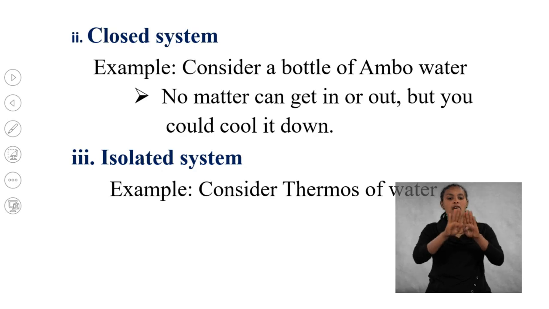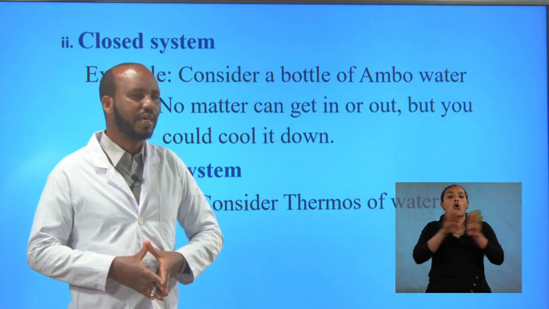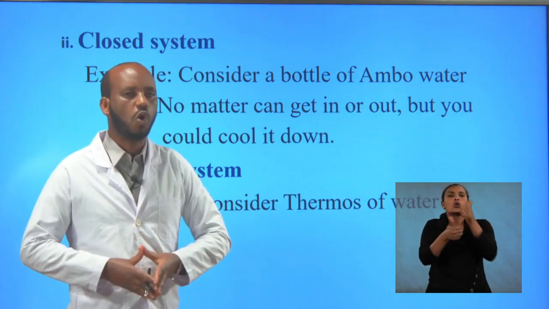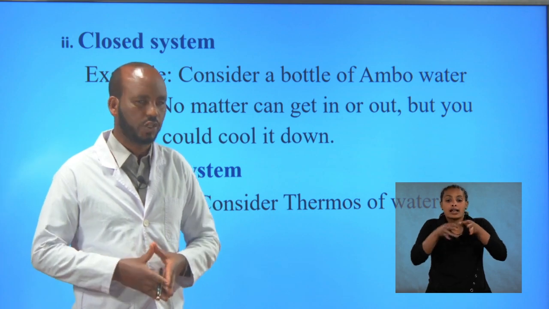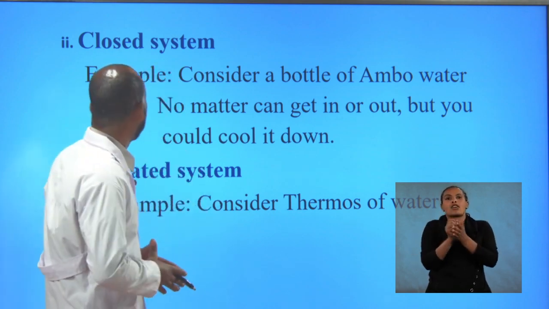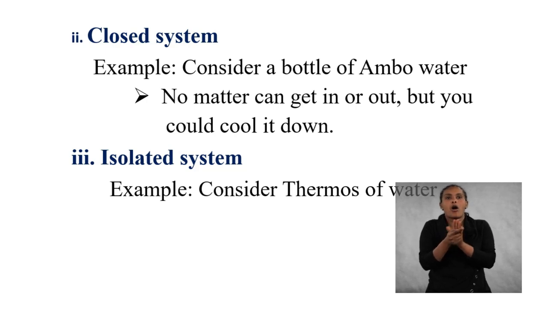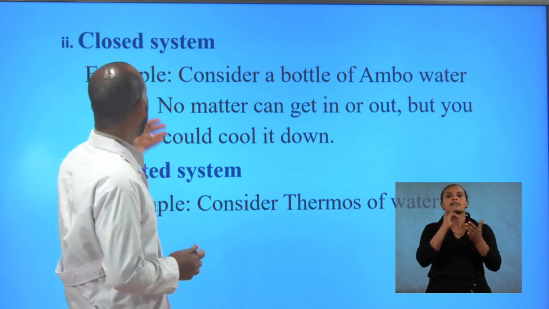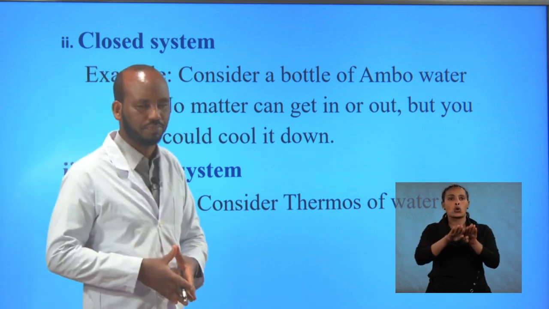Closed system. Closed system is a system which allows only exchange of energy but not matter. For example, a bottle of water. No matter can get in or out, but you could cool it down. This is an example of closed system.